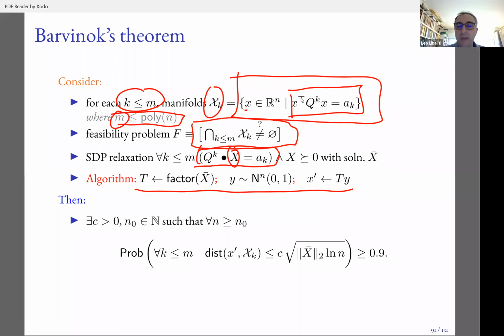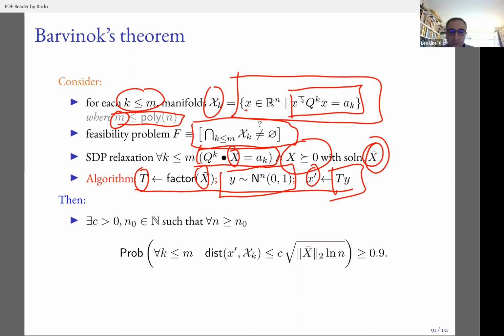in the matrix variable big X, okay? And you need to say that big X is PSD. And if you solve this SDP, you'll get a solution X bar, okay? The algorithm is as follows. You factor X bar, which you can do because this is positive semi-definite, with one of the factors that you call T, okay? What you do is you sample a random vector from a normal distribution N(0,1), component-wise. Each component is sampled from a normal distribution with mean 0 and variance 1. And then you set X prime equal to T times y, all right?